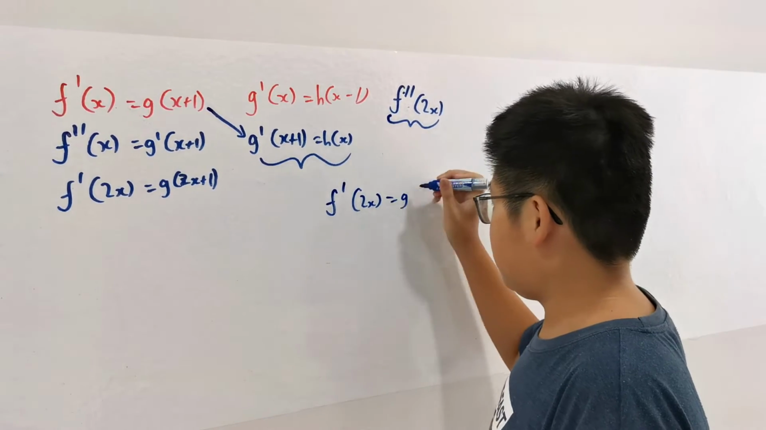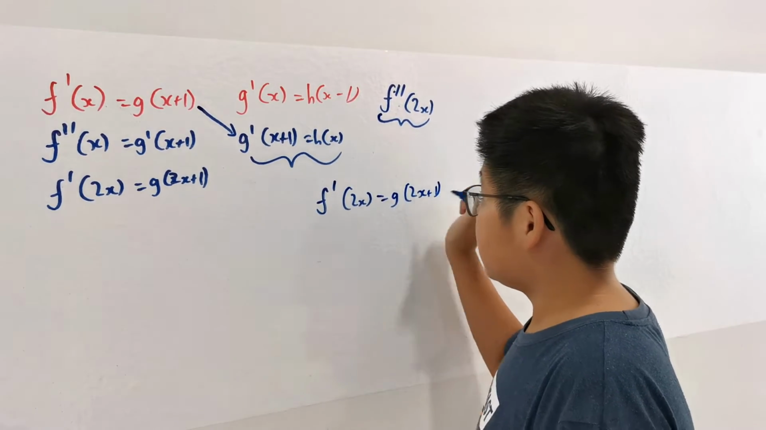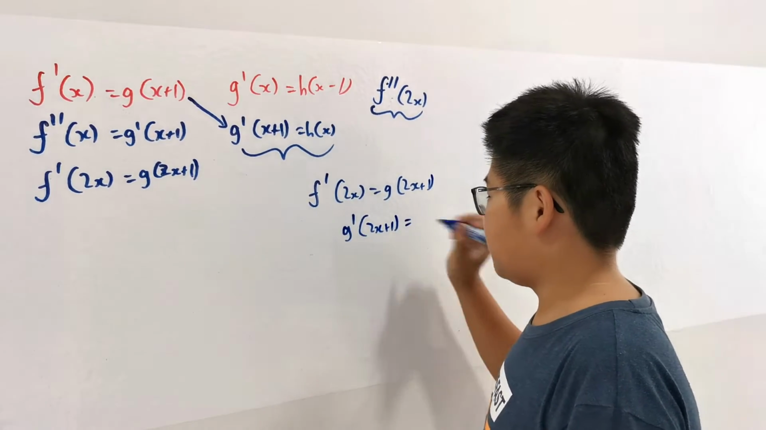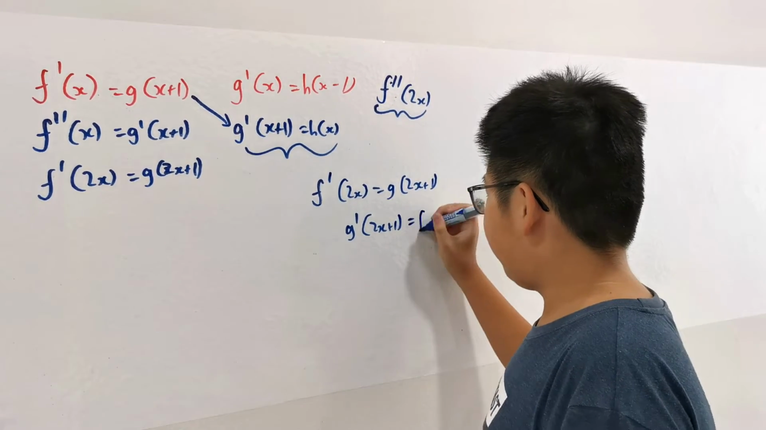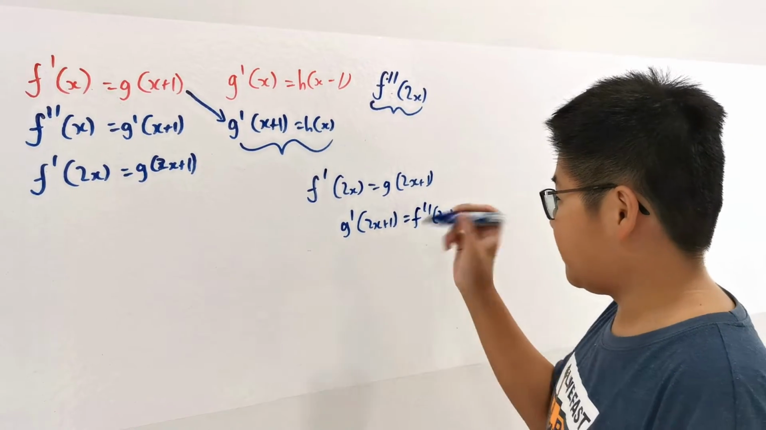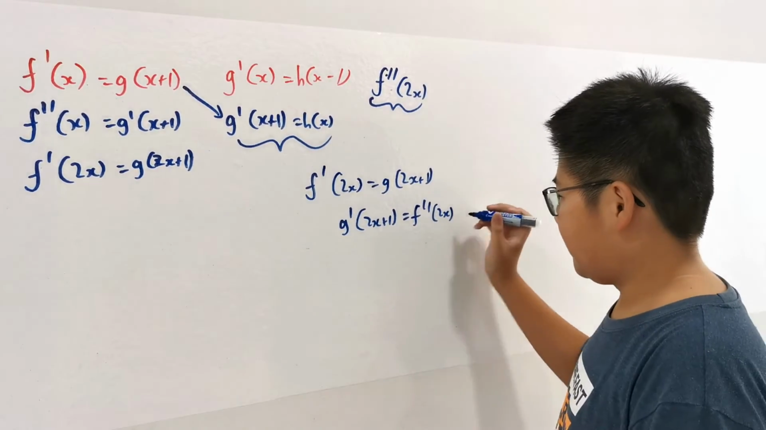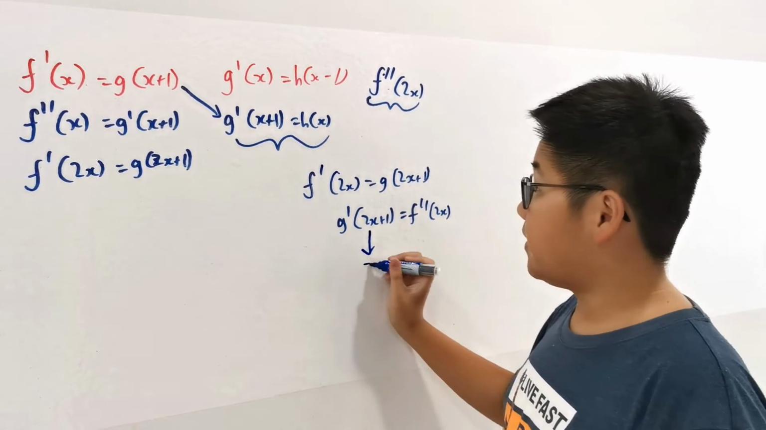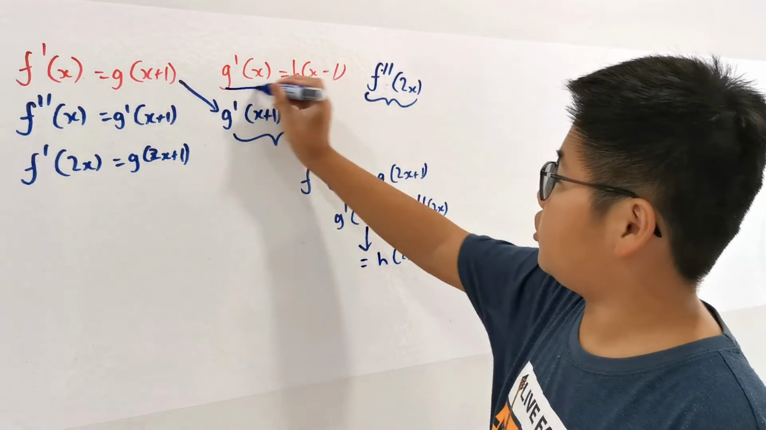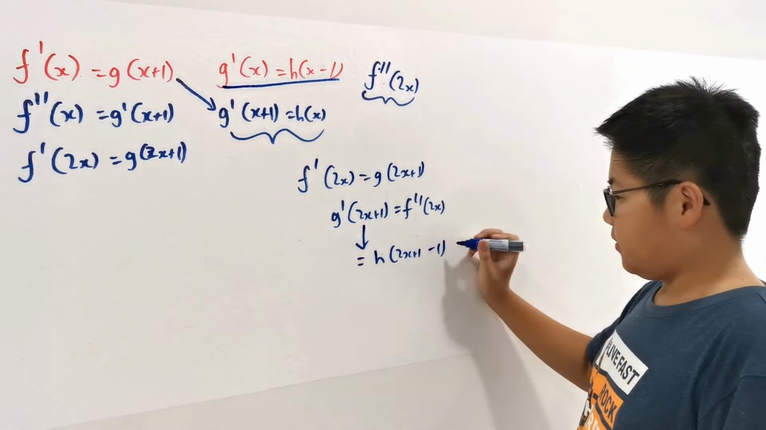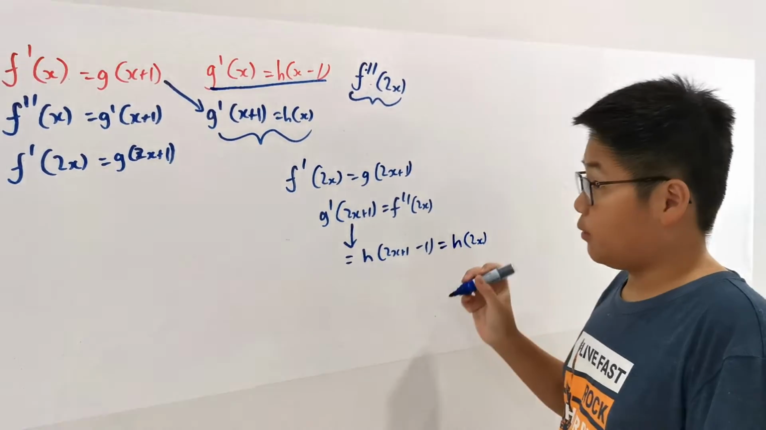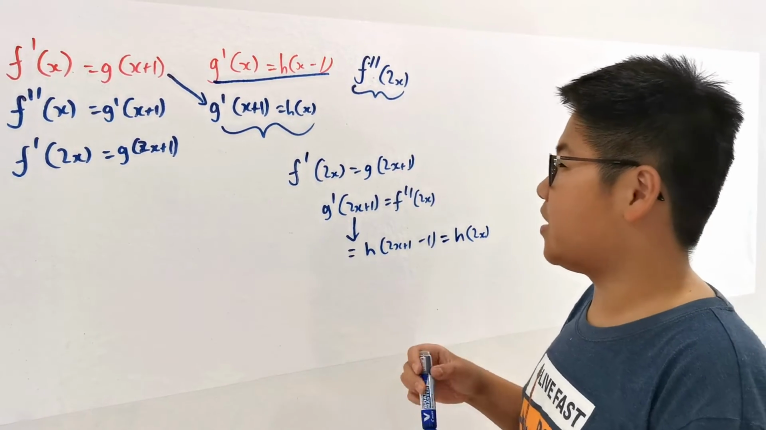To find f prime prime 2x, first we have to substitute f prime 2x. You can see here it's g 2x plus 1. So g prime 2x plus 1 equals f prime prime 2x. Interesting, right? Because we take the derivative on both sides, then g prime 2x plus 1 becomes h 2x plus 1 minus 1, as we see here. g prime x is hx minus 1 equals h 2x. Wow, that's interesting, right? Well, we'll see why.